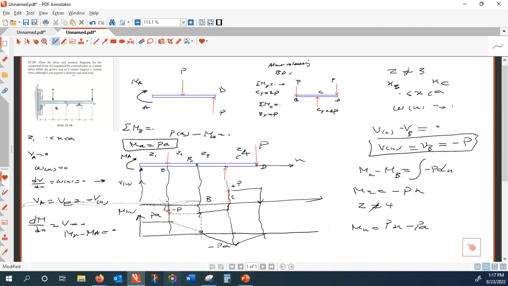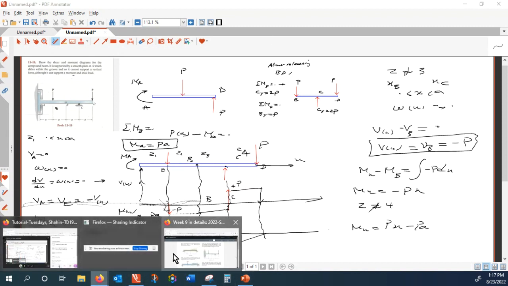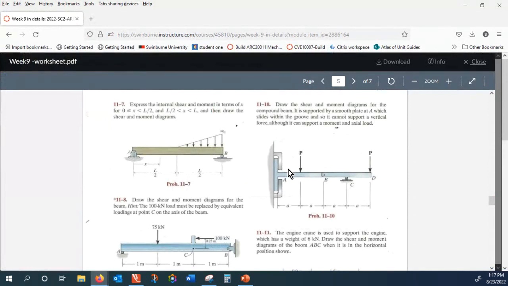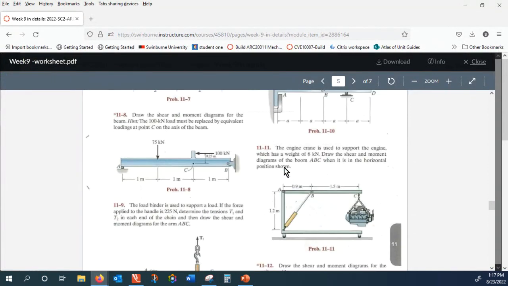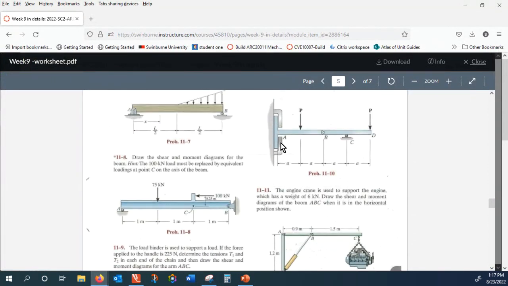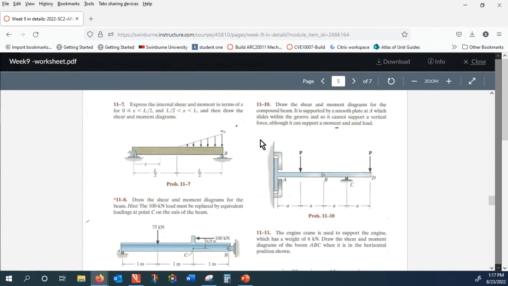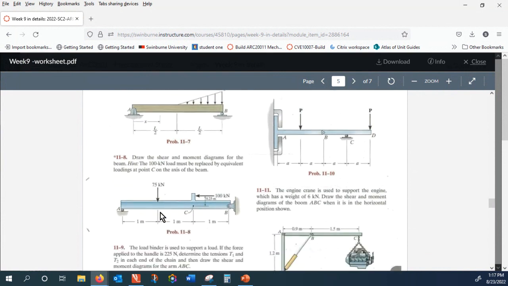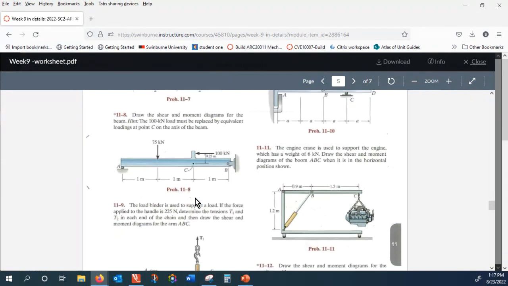Okay, so going back to the practice worksheet, you tell me which problem you want us to solve. I mean, this is an interesting problem. This has a discontinuity in shear and bending. Can you tell me how the bending discontinuity comes here?